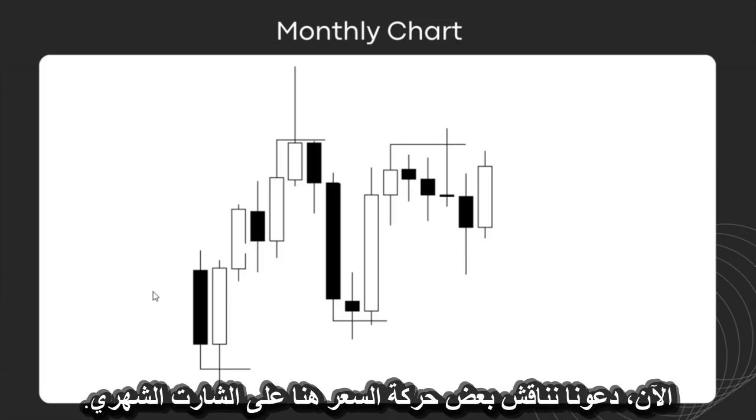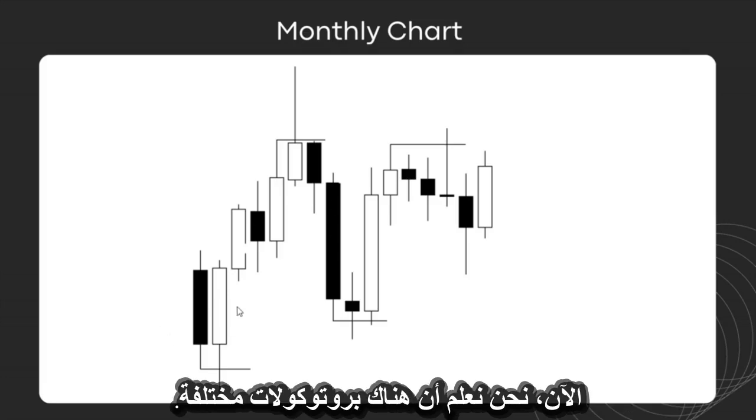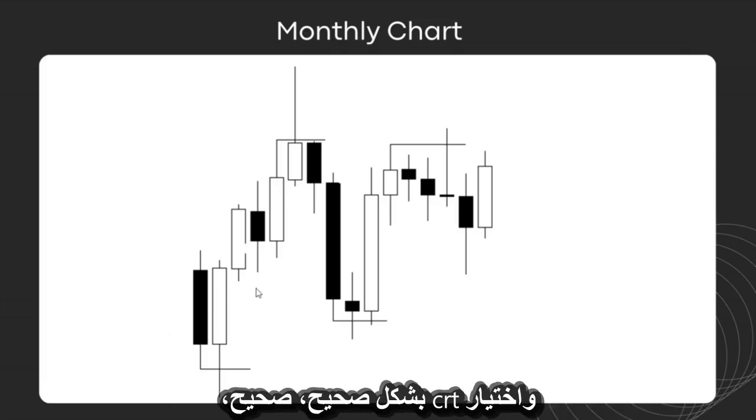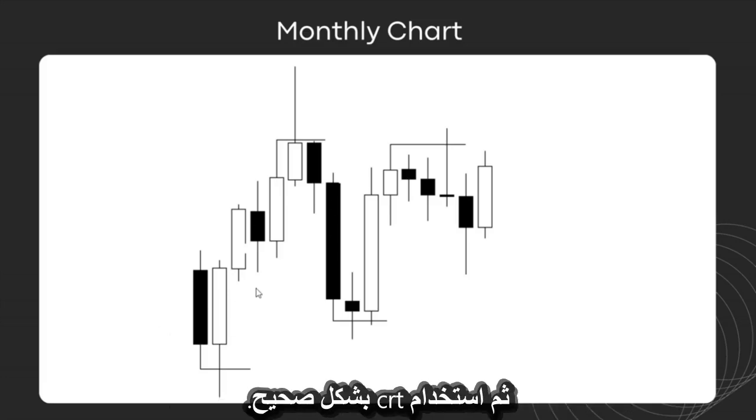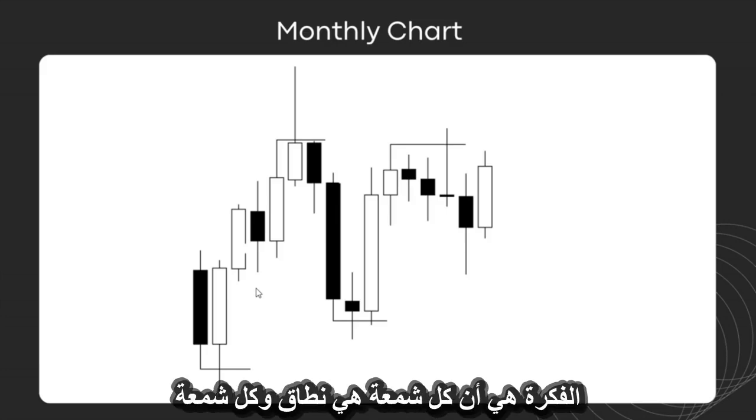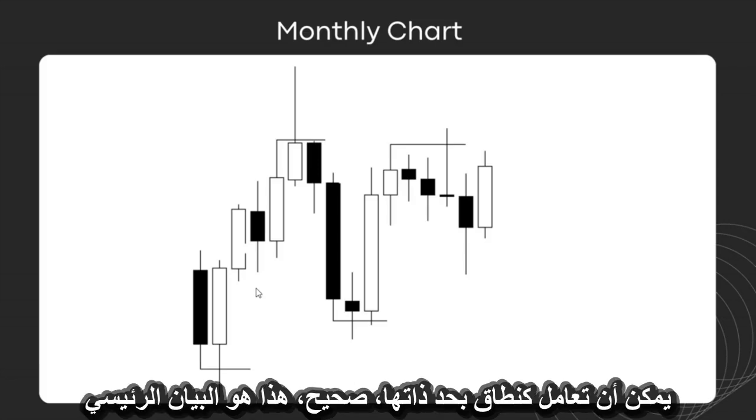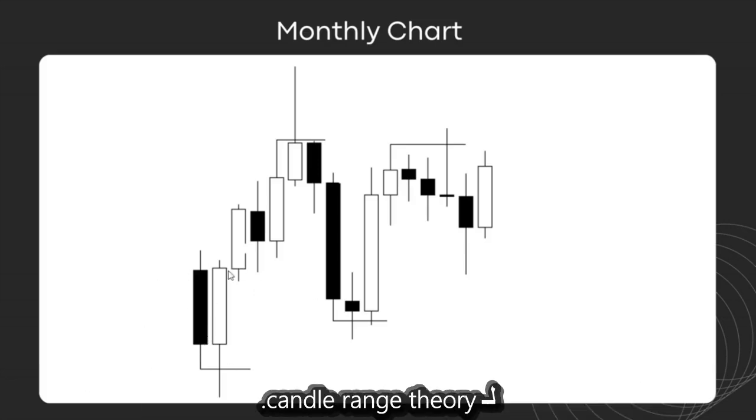Now let's discuss some price action here on the monthly chart. We know that there are different protocols and intricacies for finding and selecting CRT correctly, and then using that CRT correctly. But on a fundamental level, the idea is that every single candle is a range, and every single candle can be treated as a range on its own. That's the main statement of candle range theory.